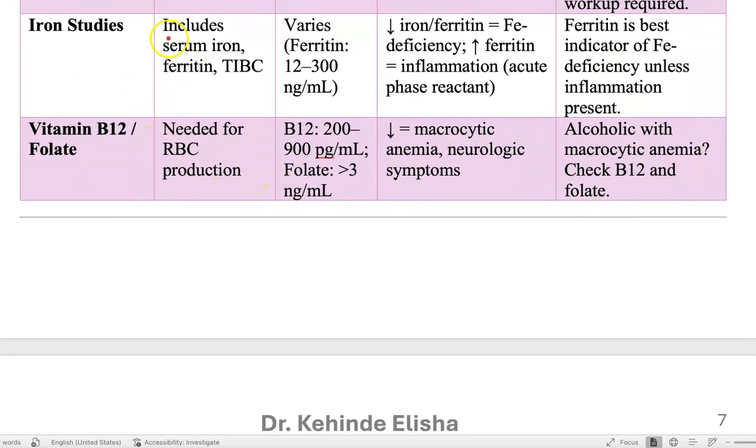Iron studies include what? Serum iron, ferritin, TIBC. Ferritin varies, right? That means we don't have a normal range or abnormal range, it just varies. But the range is generally from what? 12 to 300, because that's a big variation right there. So if it is down, decreased iron or ferritin means we have iron deficiency. If we have increased ferritin, it means we have some kind of inflammation or acute phase reactant. All right. Now, ferritin is the best indicator for iron deficiency unless inflammation is present.